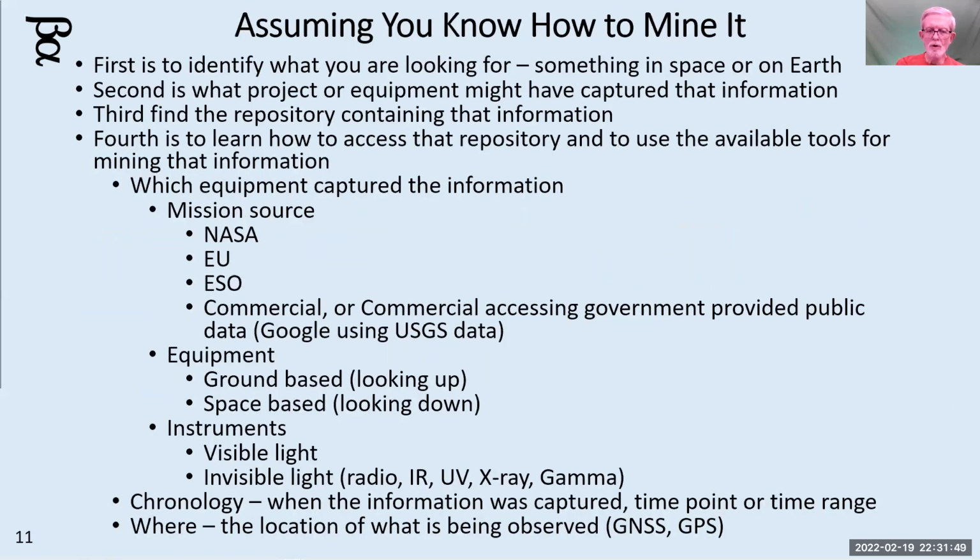So if you want to go look for something, here's kind of the approach of how to mine for it. First, identify what you're looking for. Is it something up in space? Is it something on the Earth? The second thing is try and find what program, instrument, spacecraft, whatever, captured that information. So that'll require some searching. Once you know what it is, find out where the information is stored. In the case of NASA, they do have a very small number, I think under 5 repositories, that you need to go look through to find it.